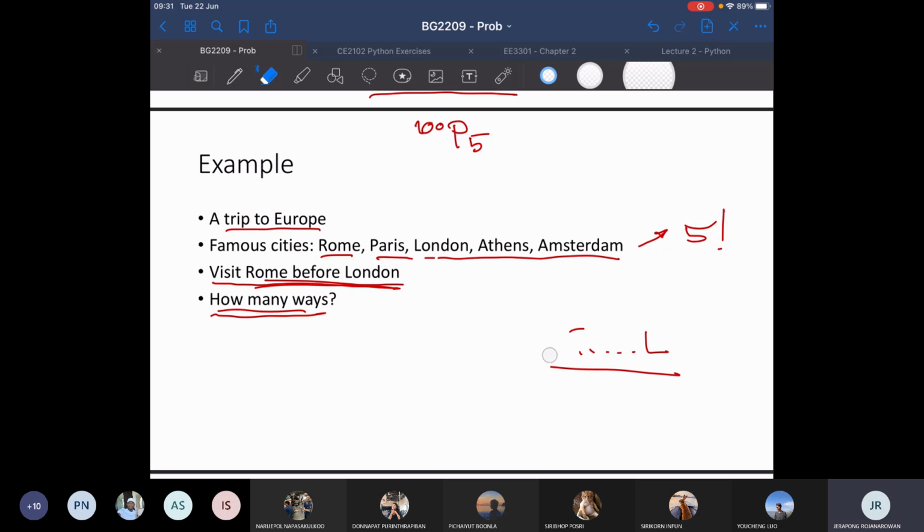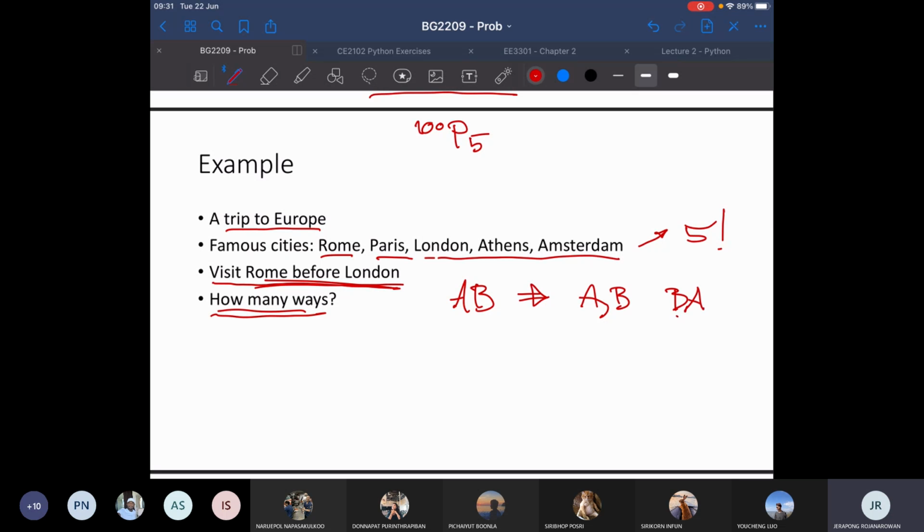Okay, the trick that I'm gonna use is that, suppose I have A and B. If I arrange it, what I'm gonna get is AB and then BA, right? As you can see, A before B and B before A. If I have ABC, I'm gonna get the same thing. The number of ways A before B and B before A will be the same, equal. Therefore, in this case, the number of ways that Rome is before London will be equal to London before Rome, right? So it's gonna be 5 factorial divided by 2.